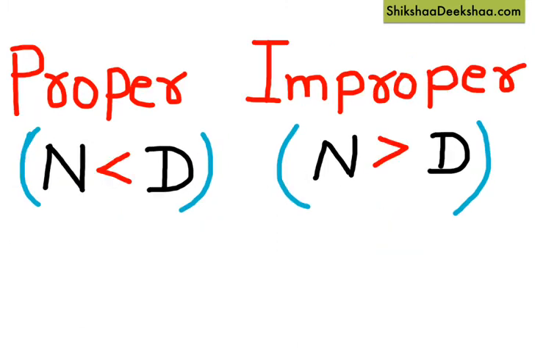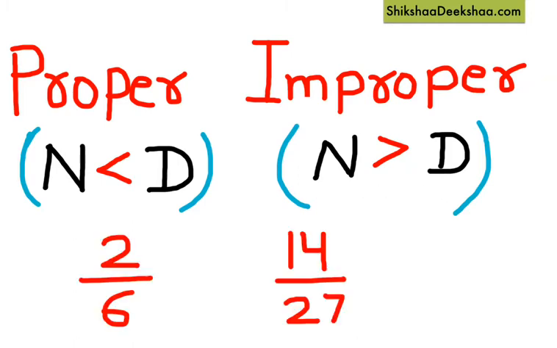Then we have proper and improper fractions. Proper fractions are fractions in which the numerator is less than the denominator, and improper fractions are fractions in which the numerator is greater than the denominator. For example, 2 by 6 and 14 by 27. They both are proper fractions because their numerator is less than the denominator. 2 is less than 6 and 14 is less than 27. So they both are proper fractions.